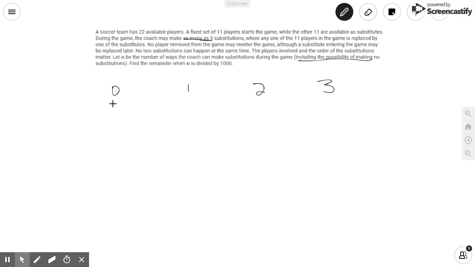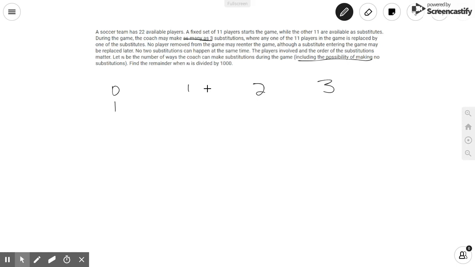Now, for 0, obviously, there's only one way that he can just not remove anybody. And this can be seen because a fixed set of 11 players starts the game. That means the same 11 players will always start the game, and you're just making no substitution, so there's only one way to do that.